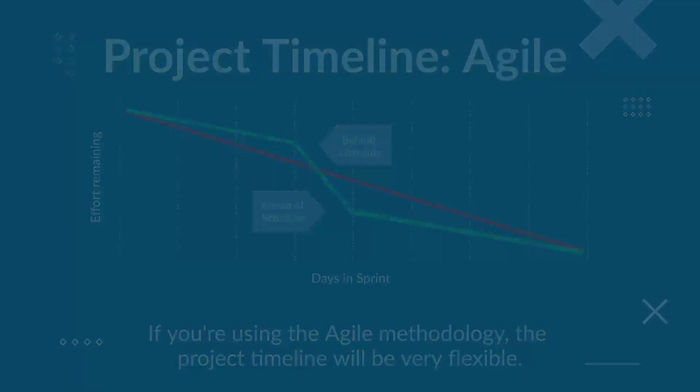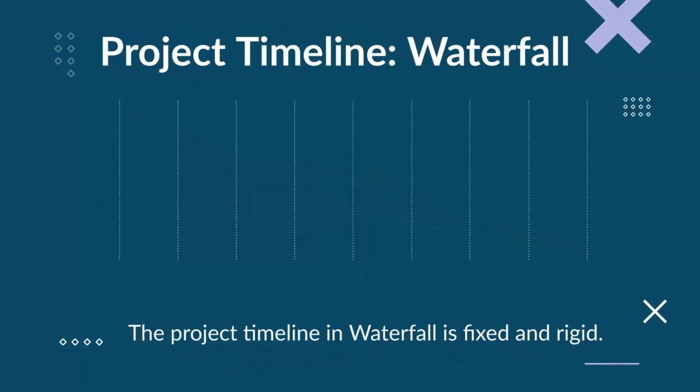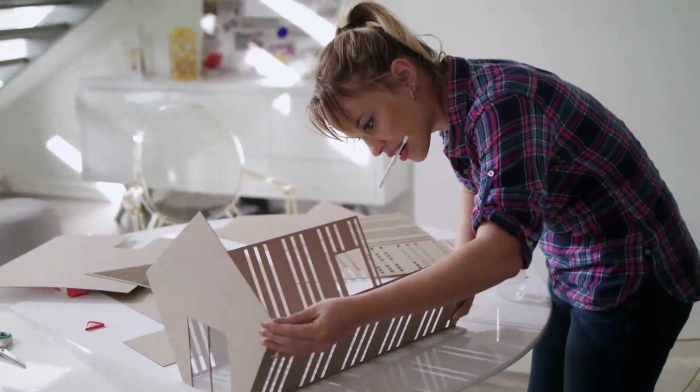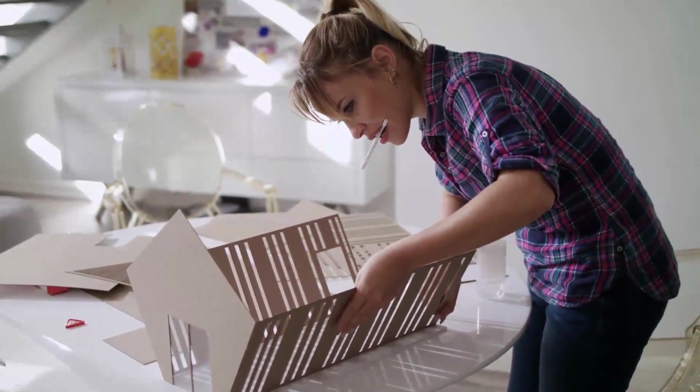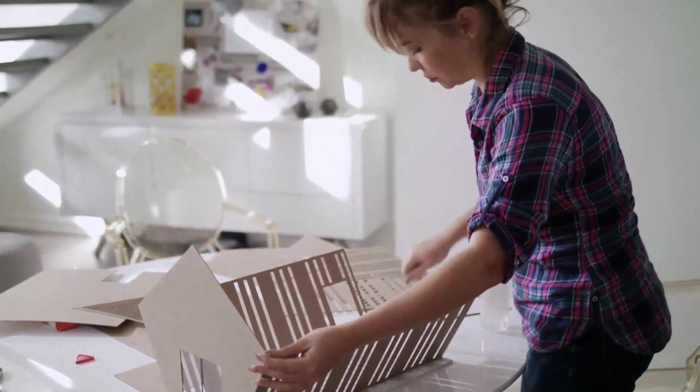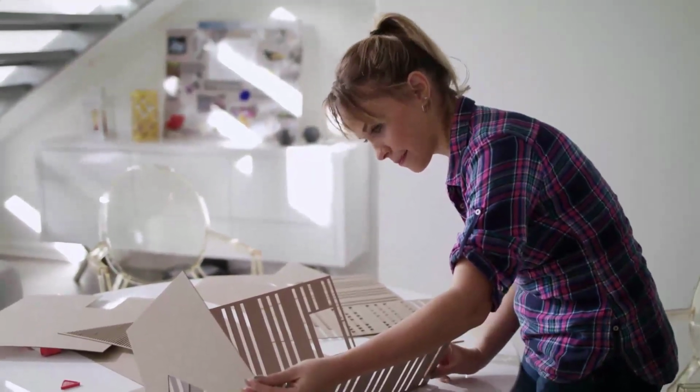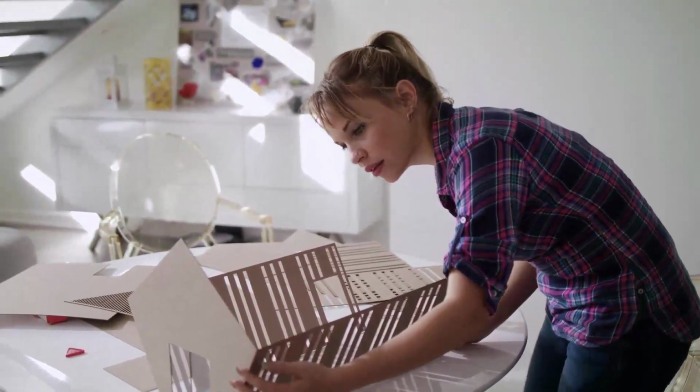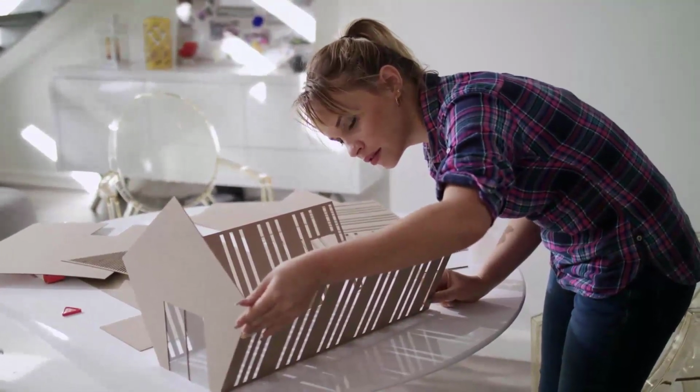On the other hand, the project timeline in Waterfall is fixed and rigid. This method is only successful for projects where everything is known up front, including having accurate project estimates. Each phase is worked on one after the other, so there's really no room for error. I think of this in terms of building a house. You have to finish building the frame before you can add windows, doors, etc. The same is true of software development projects using the Waterfall project management methodology.